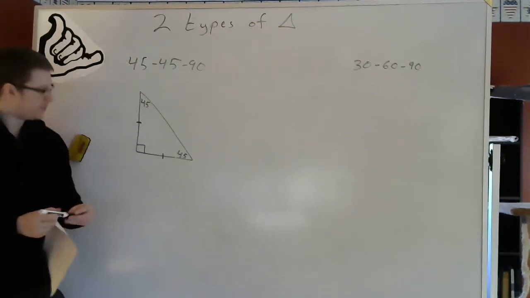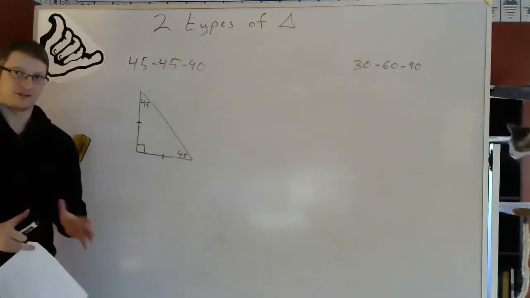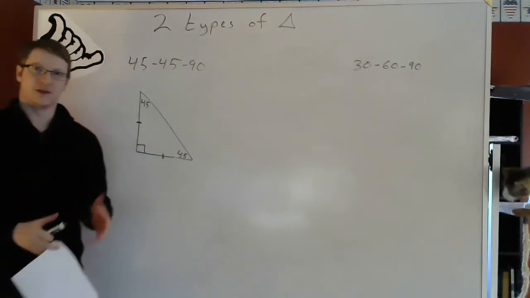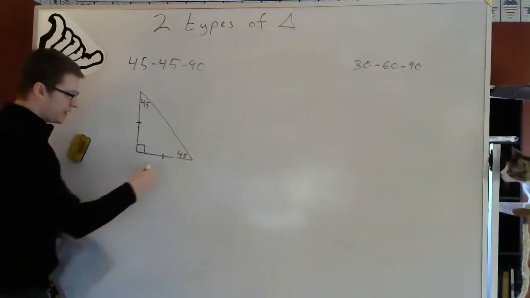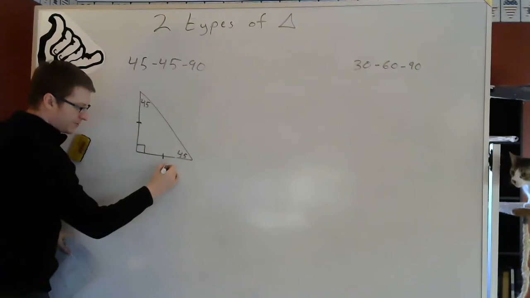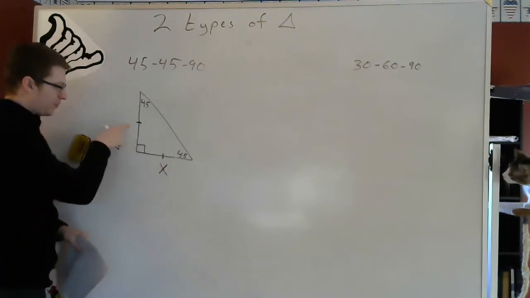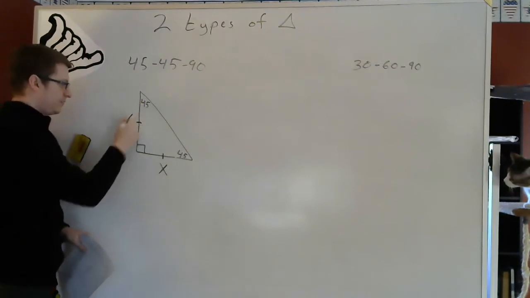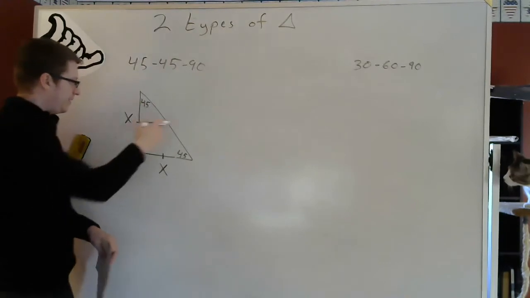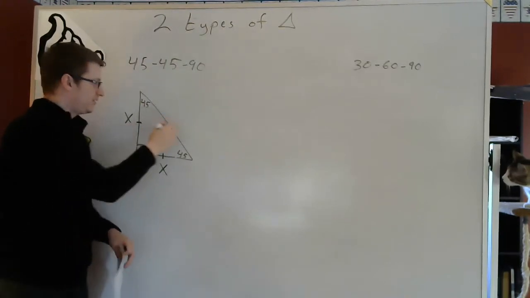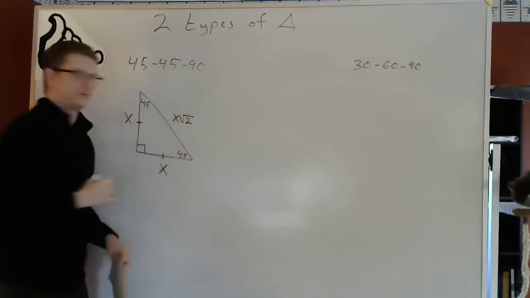And the neat thing about this 45, 45, 90 triangle is no matter what those sides are, they always form the same ratios. And that ratio is going to look something like this. Whatever this leg is, we'll call it x. If that leg is x, then the other one obviously has to be x as well, because they're congruent. And then the hypotenuse is guaranteed to be x times the square root of 2.